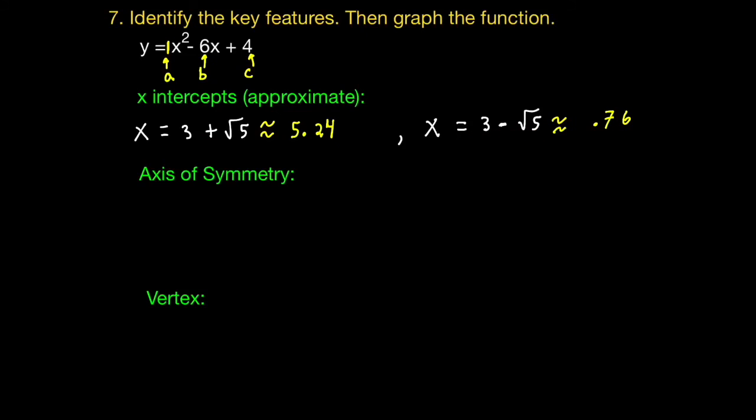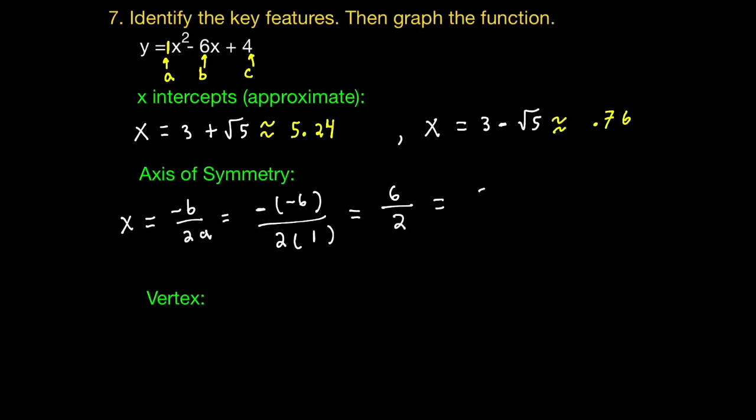Now let's calculate the axis of symmetry. And to do that, we have to calculate negative b all over 2a. So here we're going to get negative b, and b is negative 6. We're going to divide that by 2 multiplied by a, and a is 1. On the numerator, negative 6 is going to become positive 6, and then on the denominator, 2 times 1 is 2, and 6 over 2 is 3. That would be the axis of symmetry.